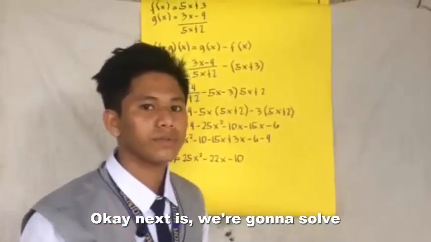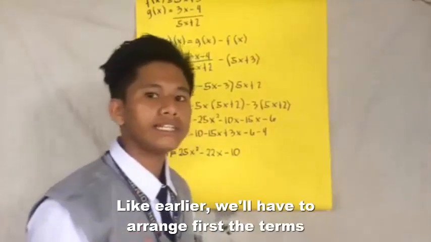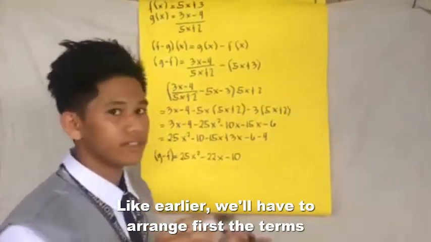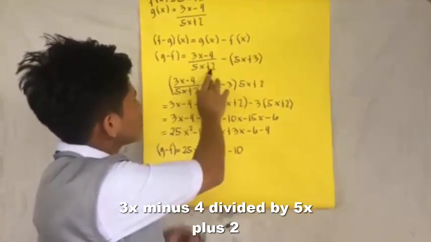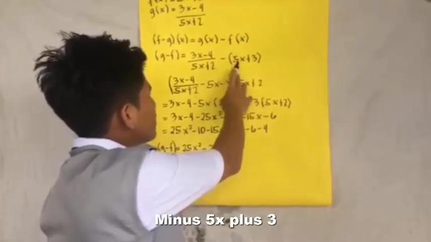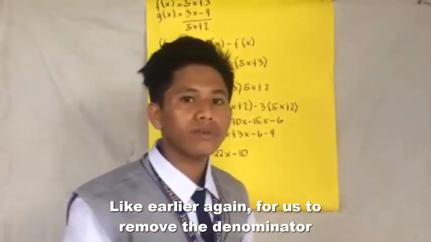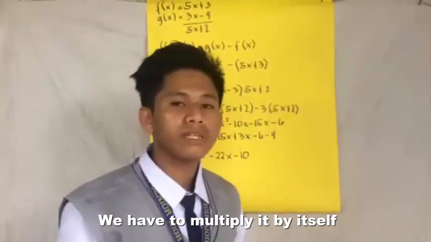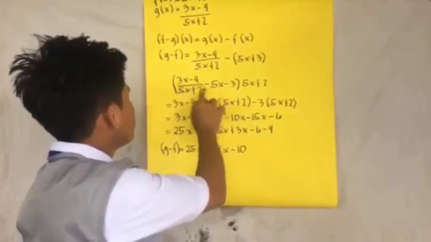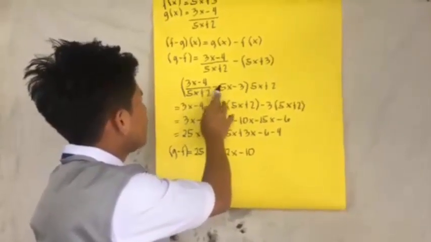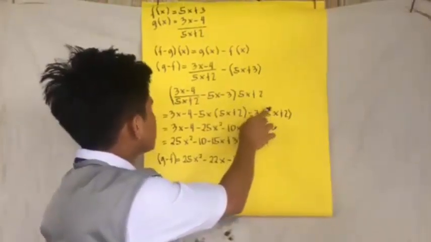Okay, next we're going to solve g of x minus f of x. Like before, we have to arrange the terms first. Here: (3x minus 4) divided by (5x plus 2) minus (5x plus 3). Like before, to remove the denominator, we have to multiply it by itself: (3x minus 4) divided by (5x plus 2), then minus (5x plus 3), then times (5x plus 2).